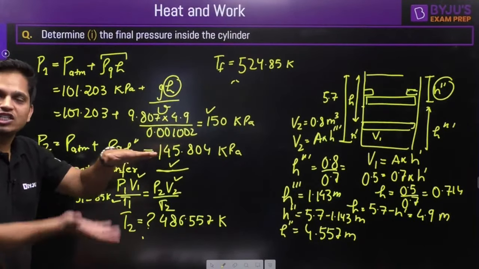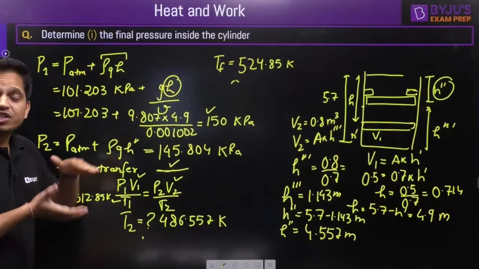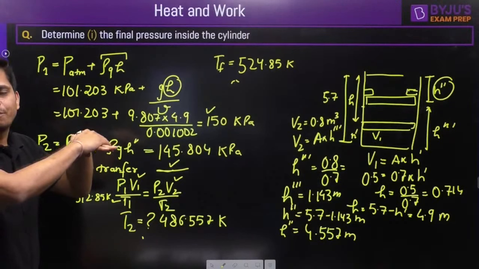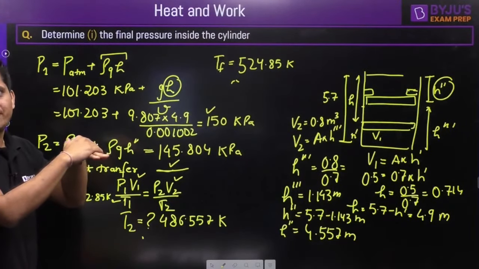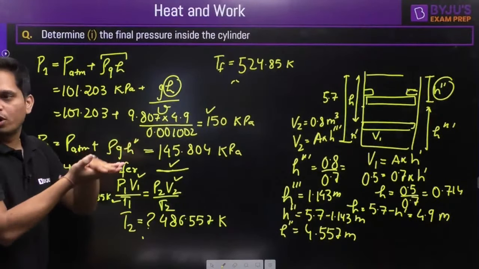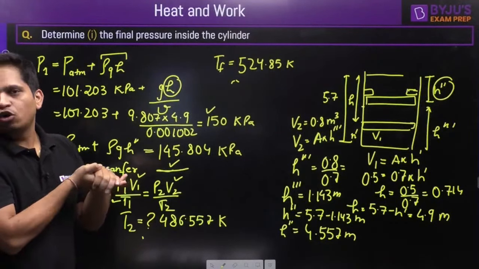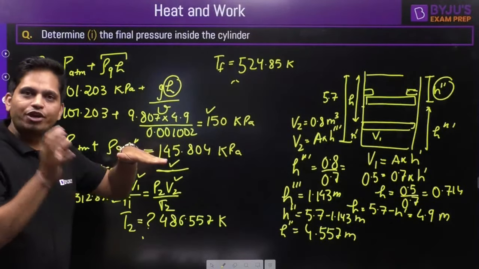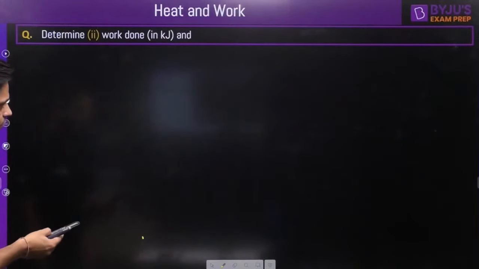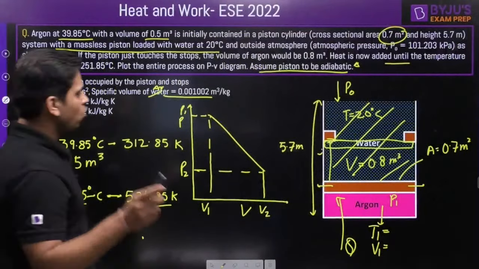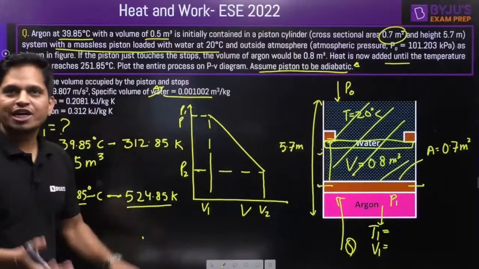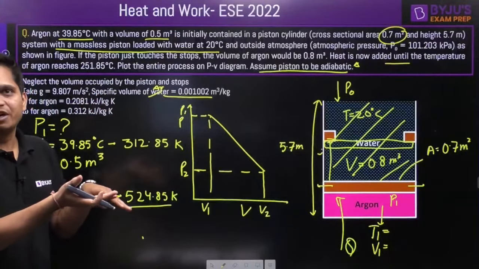That means that we are still giving heat, but the volume is constant. Volume is stopped at the stoppers. Pressure and temperature can change, but volume is fixed because there are stoppers. The piston cannot go up. So we are still giving heat. We have not stopped. So basically this diagram is still not completed. It is when you have reached the stops. Now the volume is constant and you are still giving heat.